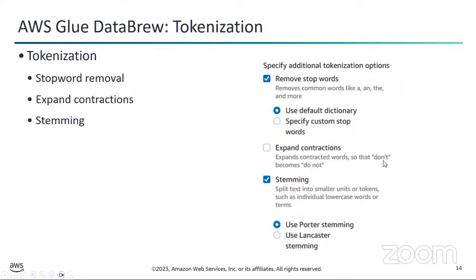And then you expand the contractions and you do the stemming, the root words and things like that. Expansion corrects words so that don't becomes do not. That's called expansion, the opposite of contractions. Instead of the shortened, contracted form don't, it changes it to do not. And tokenization is basically splitting text into smaller units or tokens, such as individual lowercase words or terms. Before that, it also normalizes the words to lowercase usually.